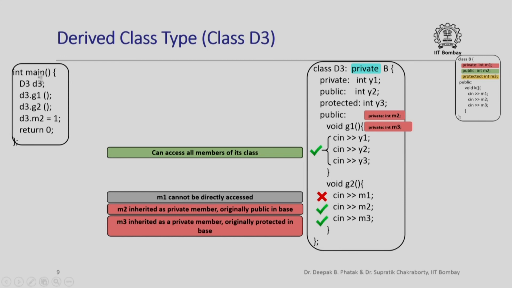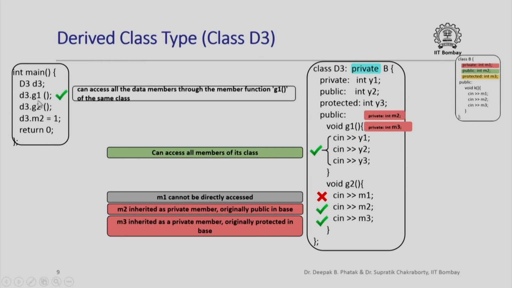Now if I have a little main program which appears like this over here, once again let us try to understand which of these will give rise to compilation errors and which of these won't. So small d3 is an object of class capital D3, and because G1 is a public member function of class capital D3, I can certainly invoke d3.g1 here, and note that this function can certainly access all the data members derived in this class, so everything is fine here. G2 is a public member function of the class D3, so I can certainly invoke d3.g2 in the main function.